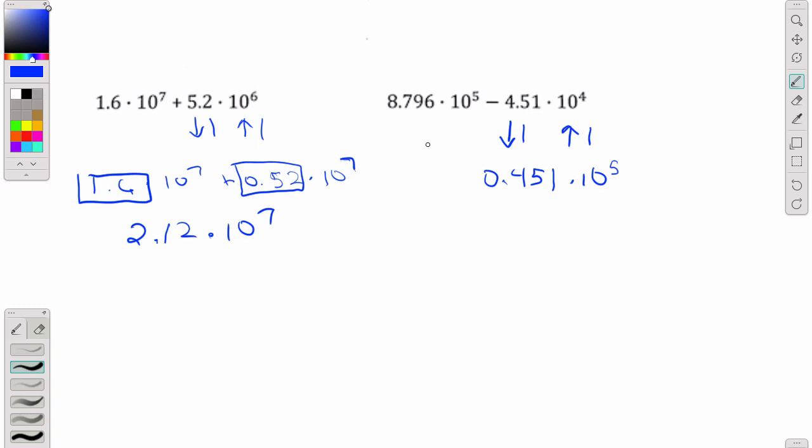Now I can subtract my 8.796 and 0.451 normally. When I'm done with that, I'm going to have 8.345, and I can just keep the matching 10 to the 5th power.